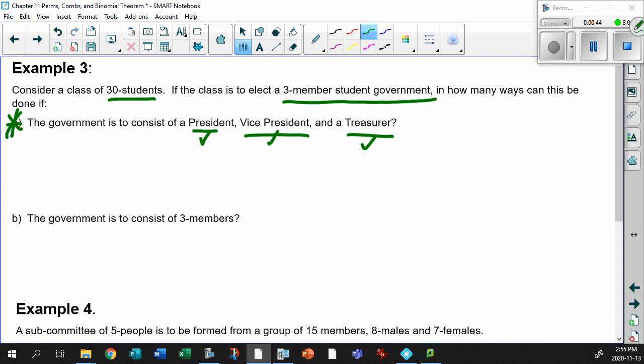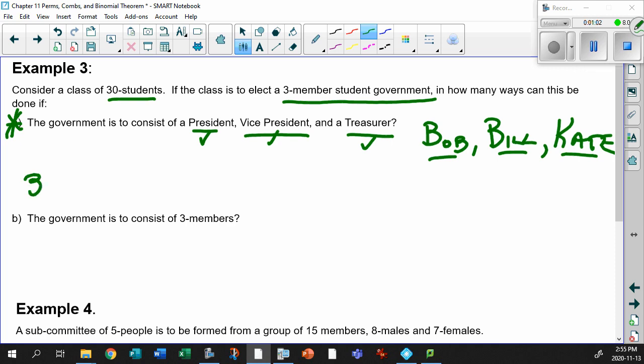Because if you're picking, let's say, Bob, Bill, and Kate, think about this. Who's going to be president? Was it Bob? Or maybe it's Bill? Or maybe it's Kate? Order matters. This is a perm. So in other words, you've got 30 students, and you're going to pick 3 people from that group to go into that specific group, in that specific order.